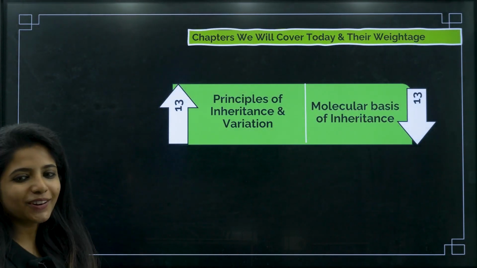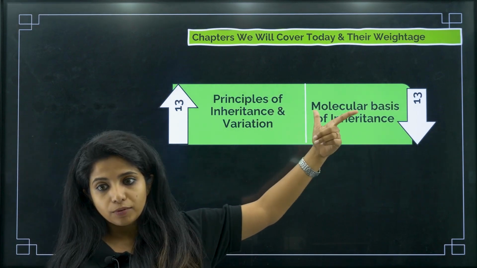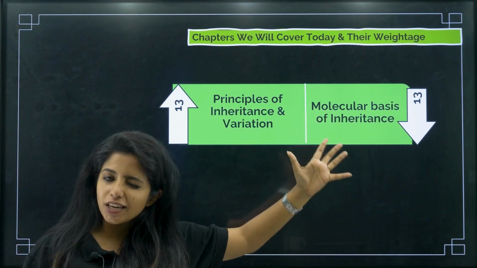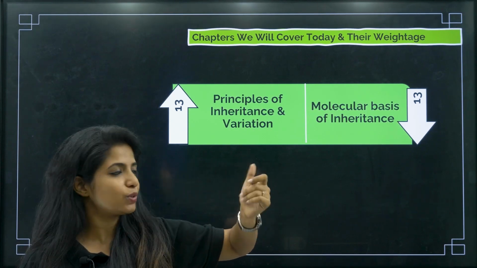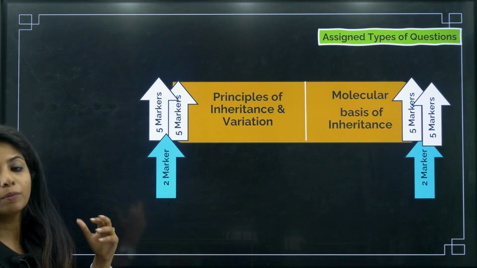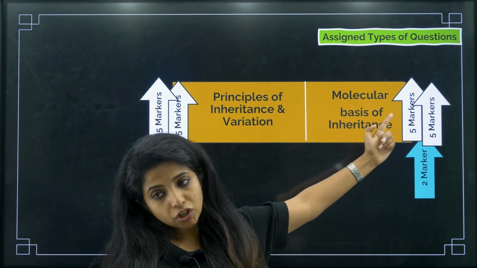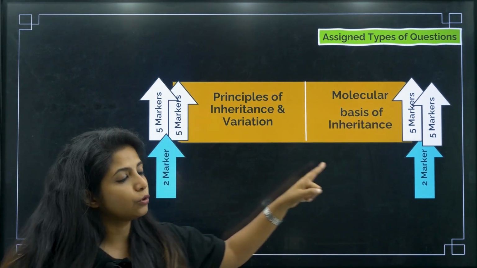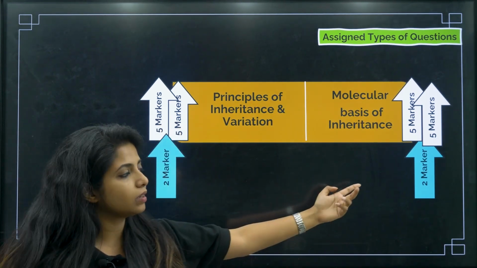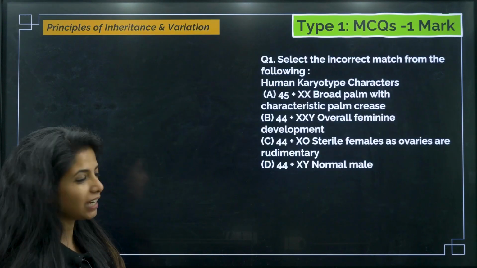Now, about the weightage of both the chapters: principles of inheritance and variation has 13, and molecular basis of inheritance also has 13, so it's equal weightage. From the blueprint they have given, you can expect 2 five-markers from this chapter, 2 five-markers from that chapter as well, and 1 two-marker, so 10 plus 2, 12. And 1 MCQ might be there from each. Now let's get into the questions.